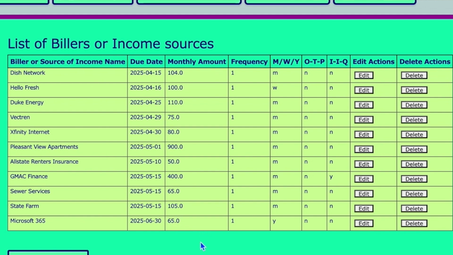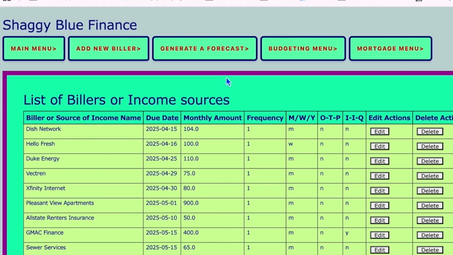So let's just click Forecast and see what this looks like with the income amounts that we've put in.